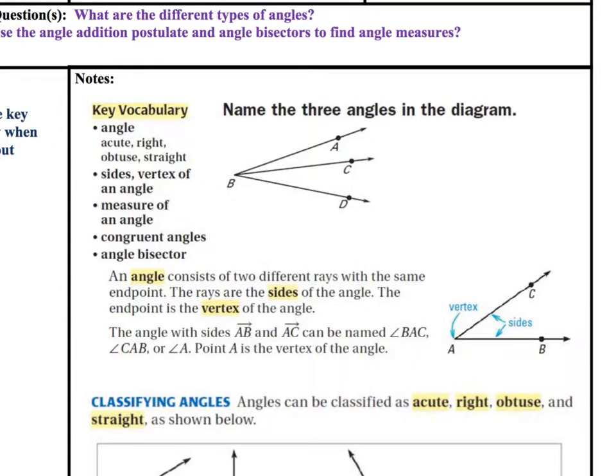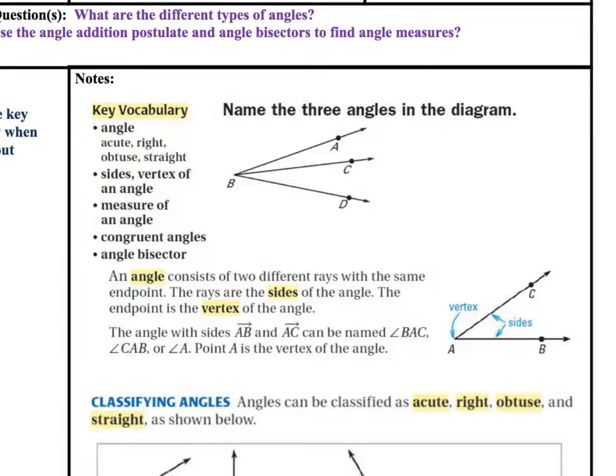We got some vocab. Hopefully you've heard these words before. Acute, right, obtuse, straight. We'll talk about what those are in a second. An angle in general consists of two different rays. So you can make an angle by putting two rays together, so long as they have the same end point. The rays are the sides of the angle. The end point is the vertex. So when we're talking about angles, we have sides and the vertex.